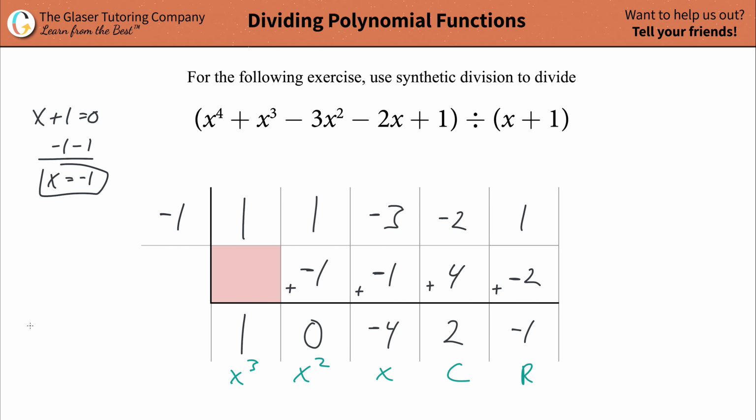So now what we're going to do is write it out. This is a 1x cubed, so I'll write 1x cubed. Then this is plus 0x squared. I'm going to write everything out, plus 0x squared. Then there's going to be minus 4x. Then there's going to be a plus 2. And then you get to your remainder, okay? And it's a minus 1.